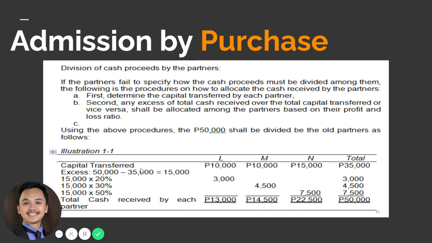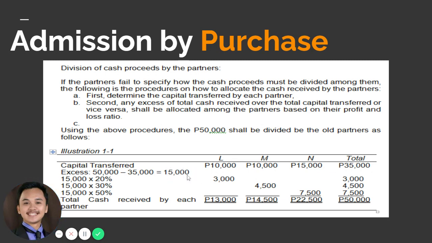First, the 50,000 is given based on the capital they have given to O. So again, that's 50%. L has capital of 20,000 times 50%, so that's 10,000. M also has 20,000 times 50%, so that's 10,000. And N has capital of 30,000 times 50% transferred to O, so he is given 15,000. So from the 50,000, what remains is 15,000.